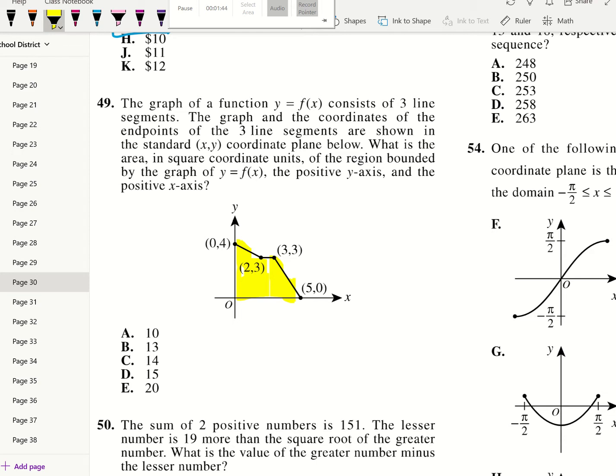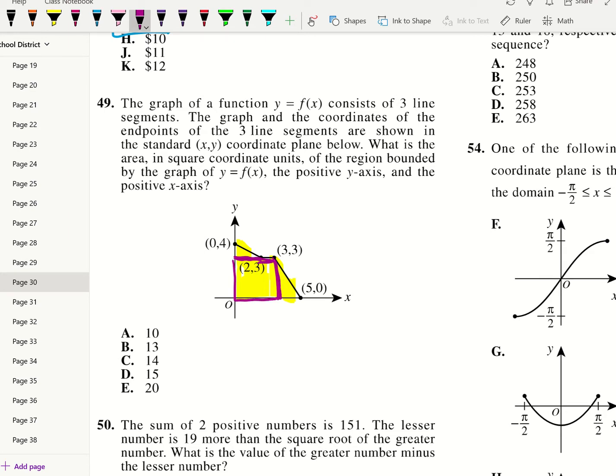Looking at this shape, it's not a shape that I personally am super familiar with, so I would maybe split this up into some shapes that I am more familiar with, and probably shapes that you're familiar with. Squares and rectangles, we tend to do a pretty good job of knowing how to calculate their area, so that's what I'm going to do. I'm going to split this up. Rectangles and triangles, pardon me.